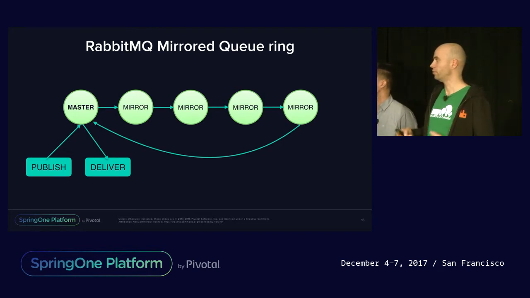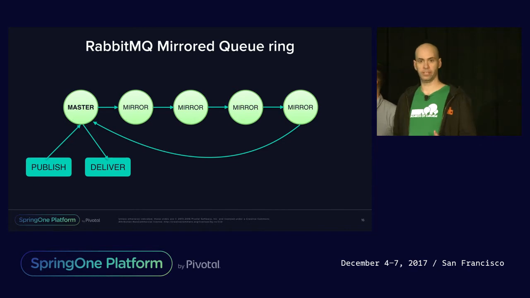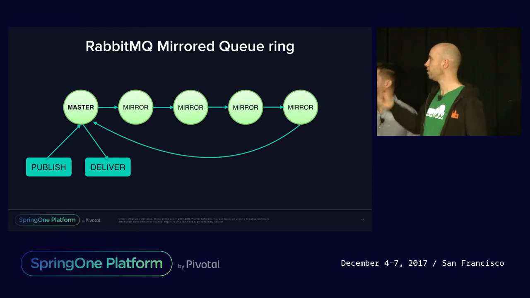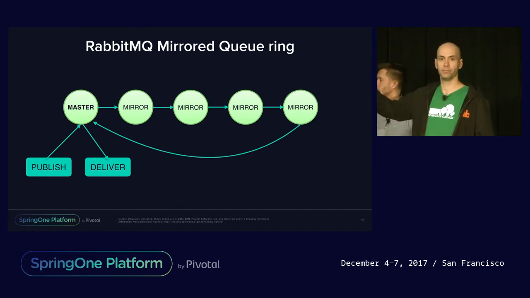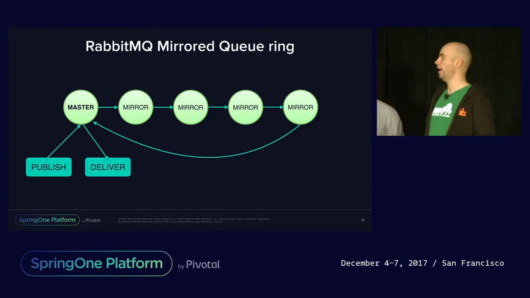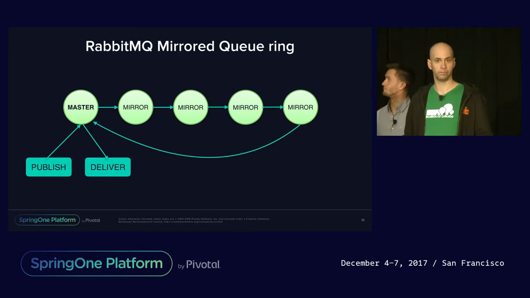So in more RabbitMQ messaging domain terms, if we publish to the master, the publish operation will pass down all the mirrors until it reaches the last mirror. We will pass it back to the master. And then the master knows everyone's seen it, and it knows it can deliver it if there is a waiting consumer.